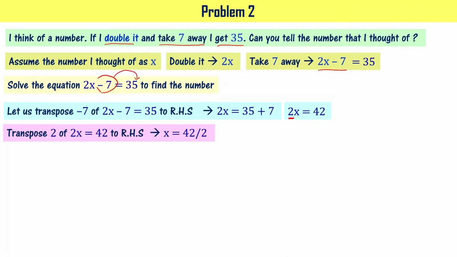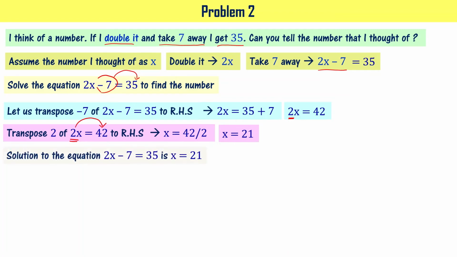Here if you see, 2 is multiplying the x. That's why when you transpose onto the other side, it is going to divide the terms on the other side, right? That is why it is going to be x equal to 42 by 2. It means x equal to 21, right? Now I can say that solution to the equation 2x minus 7 equal to 35 is x equal to 21.